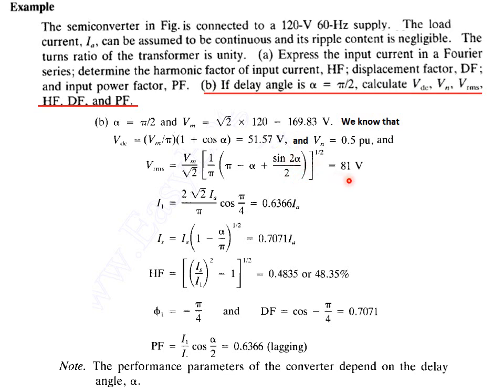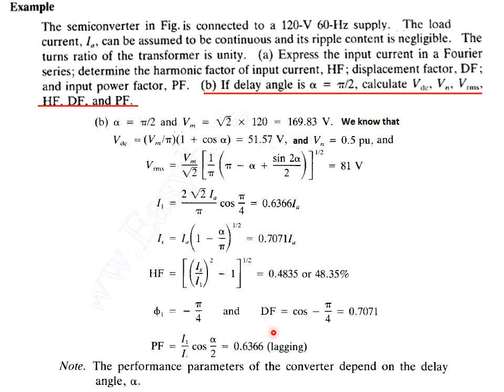So I got 81. Then evaluate I1, we know the I1 formula, and we know the IS formula. By substituting the I1 and IS formulas, I'll be getting these two values. Next is the harmonic factor. We have already derived the equation for harmonic factor. Either we go substituting it like this or directly use the formula that we have got. So the harmonic factor in this case is 0.48. We know that ideally harmonic factor has to be 0.